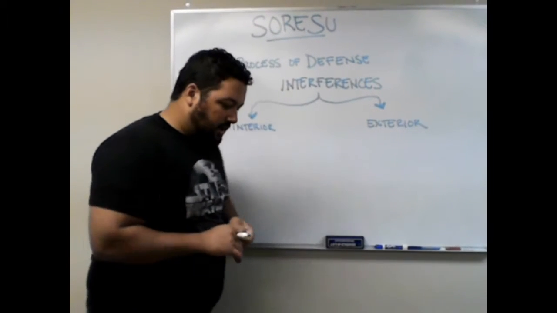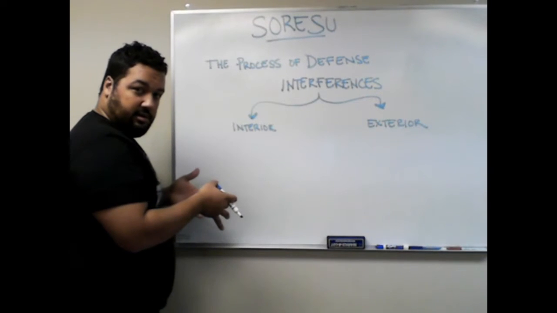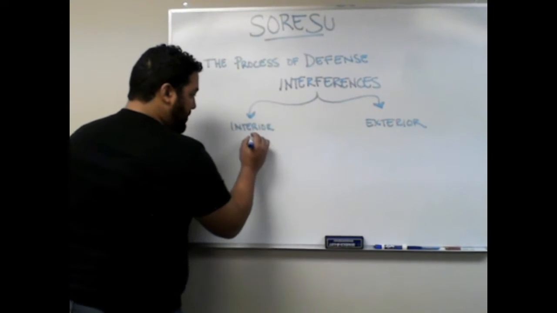All right, so for the interior interferences, they can come in one of two ways.